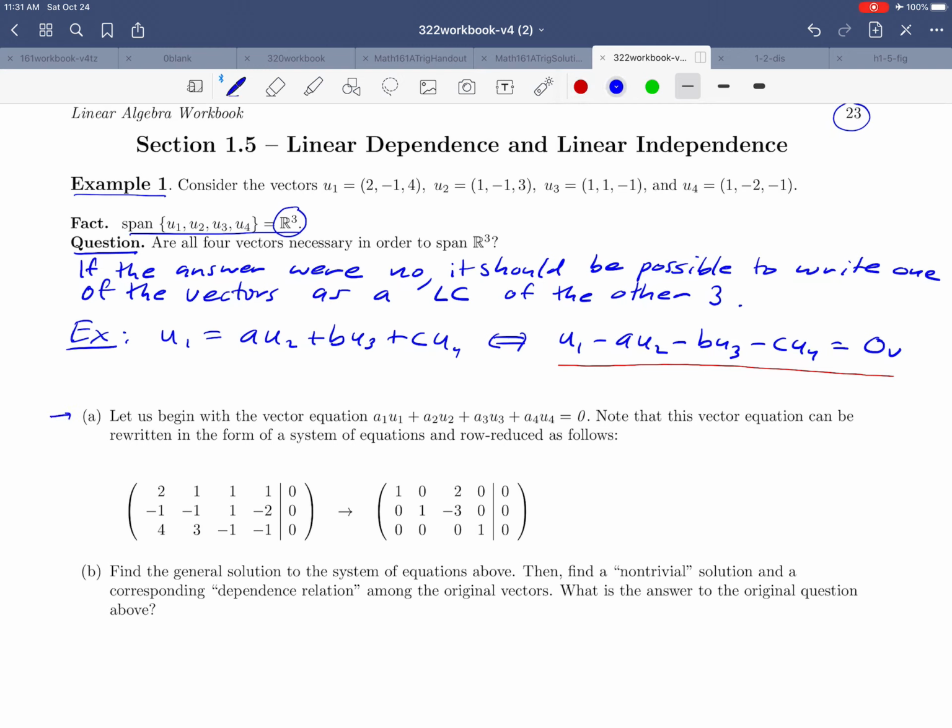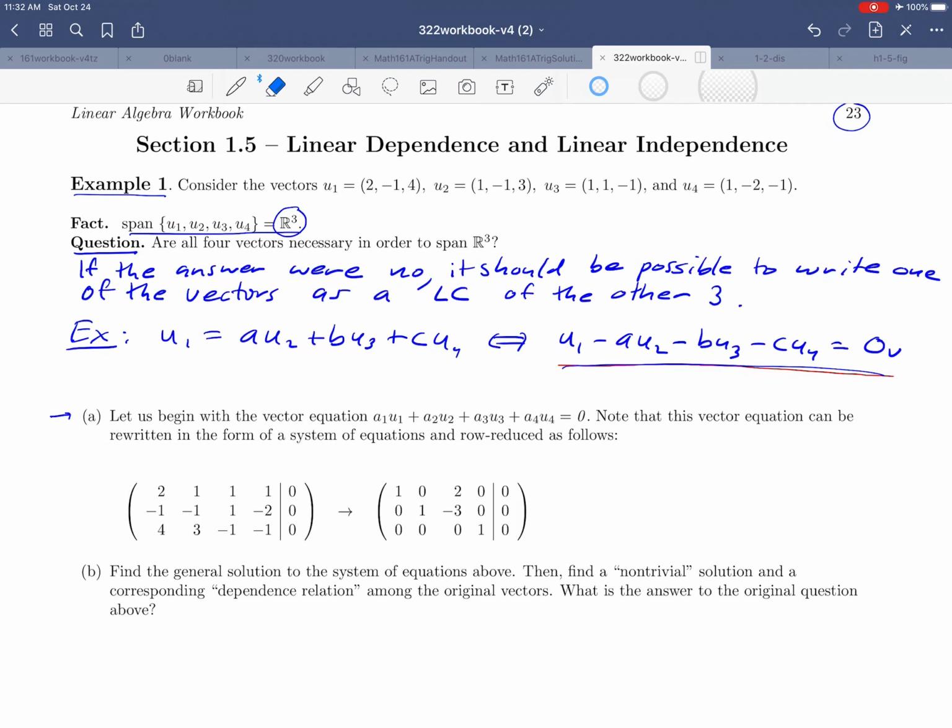Part A says, let's begin with the vector equation, similar to the one that we have up here, where we take a linear combination of our four vectors and set it equal to the zero vector. Now we think back to the work that we did in the previous section. When you write a system of equations like this in matrix form, you get a matrix where the columns are these four vectors, u1, u2, u3, and u4, and here's the zero vector on the right-hand side. That's making the same algebraic observation that we made in the last section. And we wanted to solve that system.